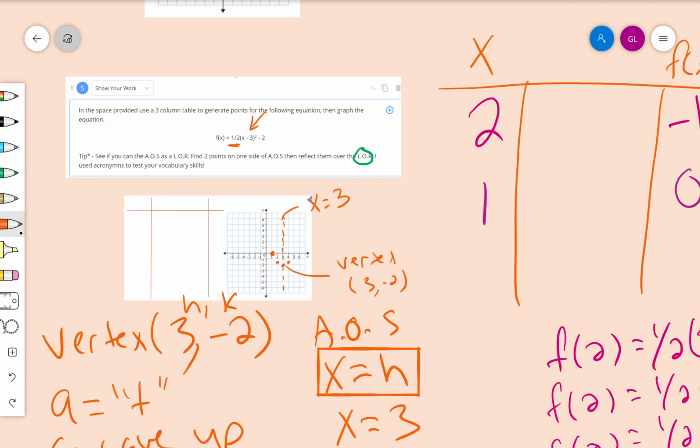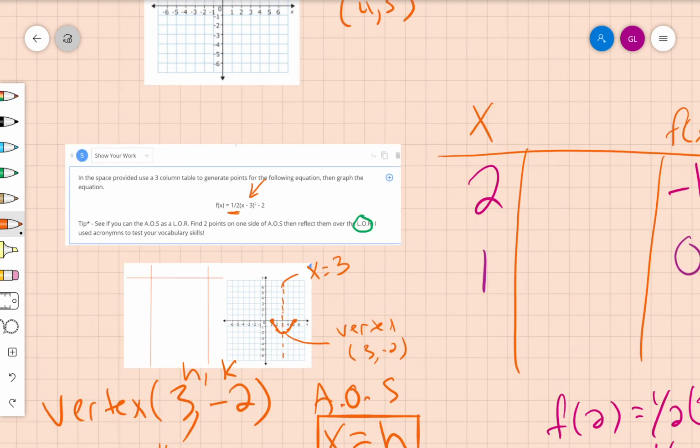So I have a point right here at 1 and 0, but I want to use my AOS to be able to reflect this point. That way you see I've only done work on 2 points, but now I've already found 4. So now I'm going to go 1, 2, and then 1, 2. So when I found a point at 1, 0, I can reflect it, and now my other point's at 5, 0. So now let's go ahead and complete the curve, make it nice and pretty here. And that's going to be the graph of the formula f of x equals a half times x minus 3 squared minus 2. But we used our AOS as a line of reflection, did work for 2 points, reflected them, and found the other 2 points. These are questions 3, 4, and 5.